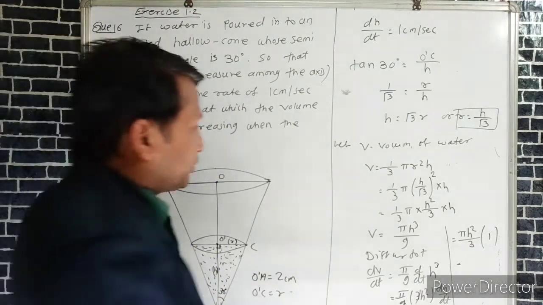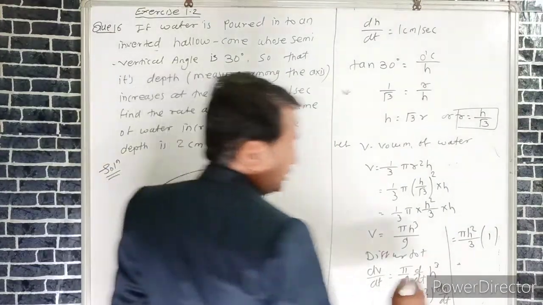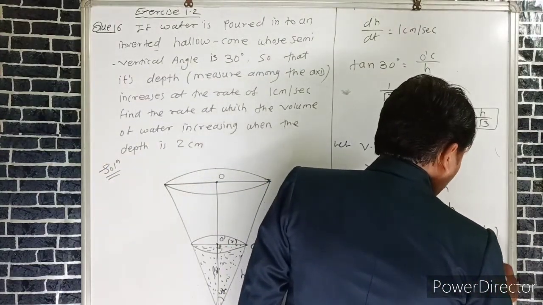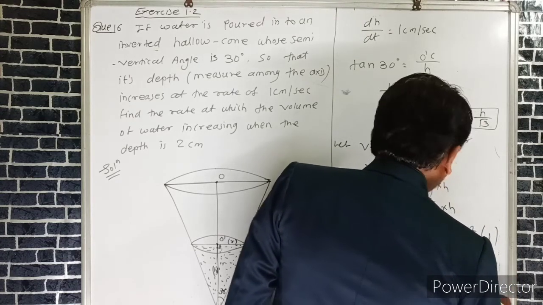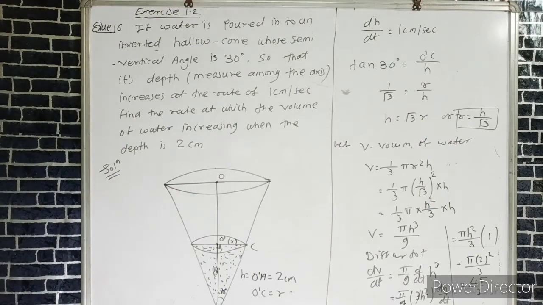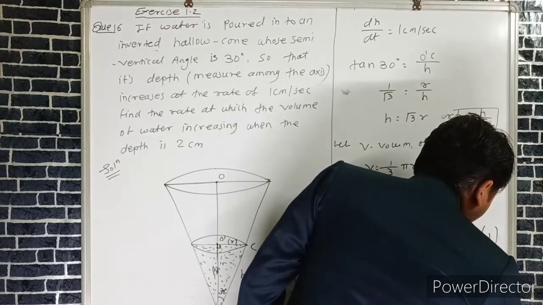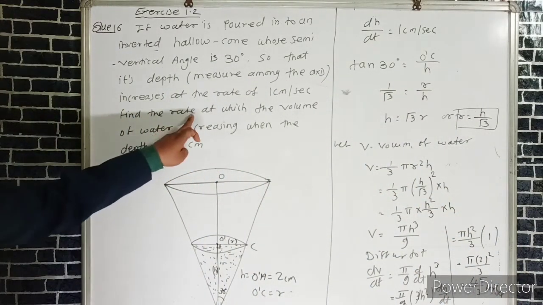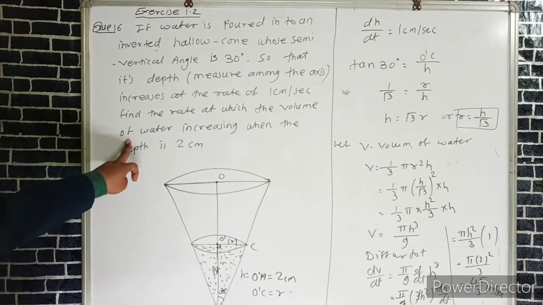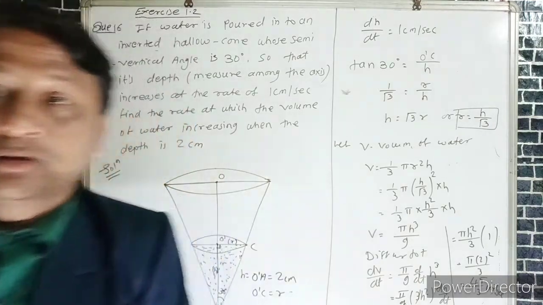Hence the rate of change of volume with respect to time t is, when H is equals to O dash A is equals to 2 centimeter, pi into 2 square upon 3, which is 4 pi by 3 centimeter cube per second. This is the required rate at which the volume of water is increasing when depth is 2 centimeter: 4 pi by 3 centimeter cube per second.